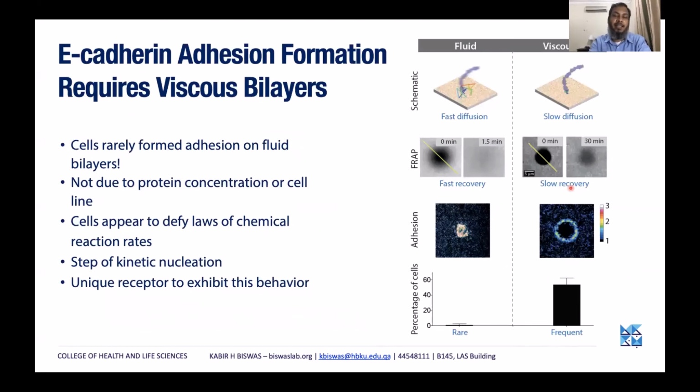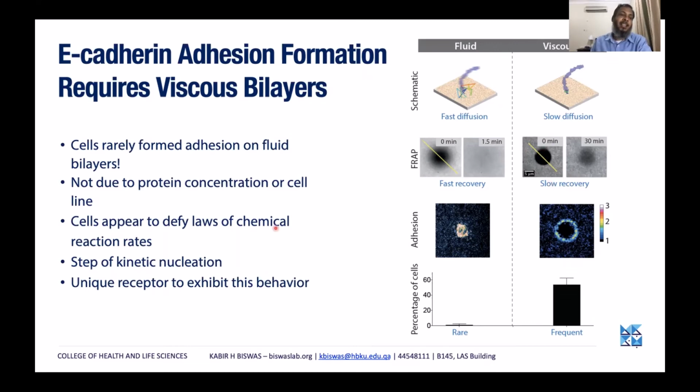Some of the key discoveries we have made: there's a cell adhesion protein called E-cadherin that forms adhesion in the epithelial tissue. We found that this protein, when it is highly diffusive, largely fails to form adhesion like the one shown here, as less than 1% of the cells can form adhesion. Whereas if we reduce the mobility of the membrane, this protein becomes competent to form adhesion very frequently.